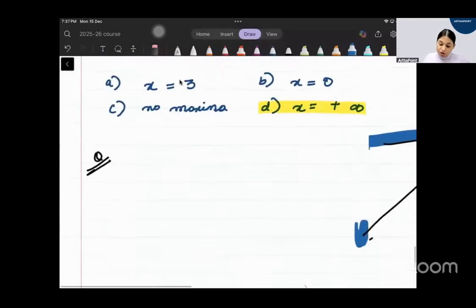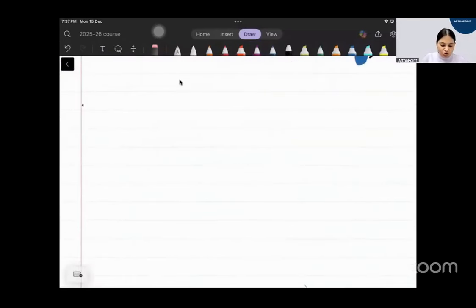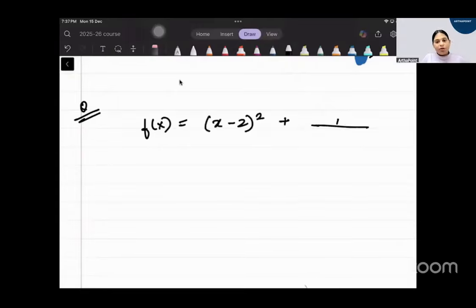Okay. So now I'll give you an interval based question. Let's say your function is (x minus 2) whole squared plus 1 upon x plus 1, and x is defined over 0 to 4. Then you have to tell me the minimum value of the function.